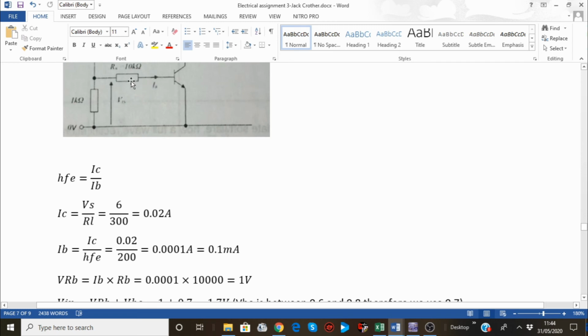So now we have the current through the resistor. If you multiply this by the resistor, then you find how much voltage you've dropped here. So 0.1 milliamps, that is 0.0001 amps, you have to convert that to amps, times the resistance of the base, RB, will give you the voltage dropped across the resistance of the base, which is 1 volt in this case, 1 volt. And the resistance was, remember, 10 kilo ohms, so it's 10,000. That's where this 10,000 comes from, because the resistor was 10k.